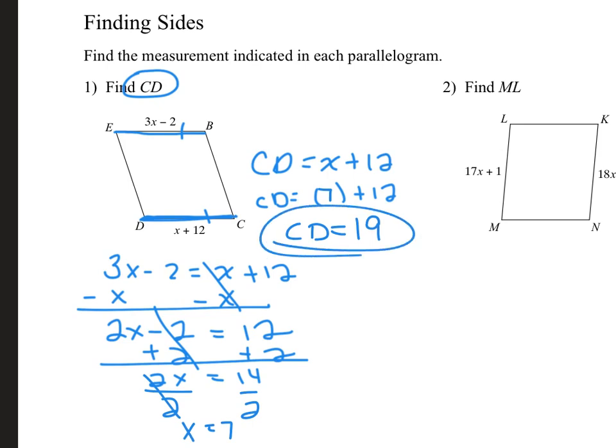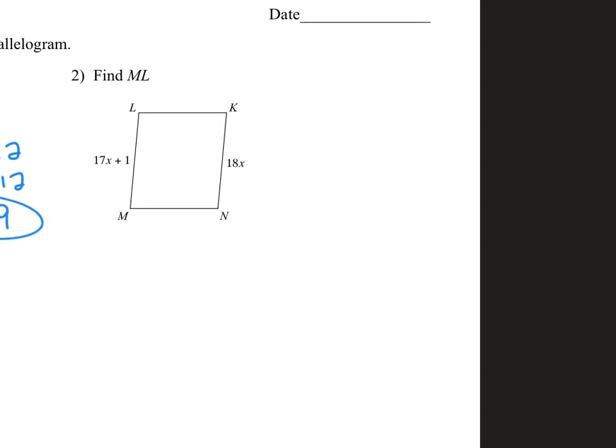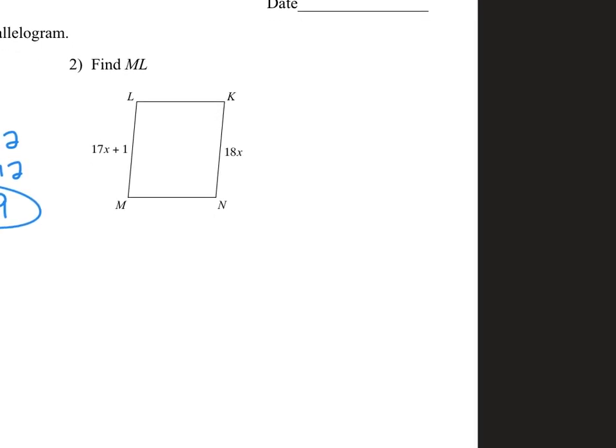That's it. It's really just what we did last week, but once we found x, we plug it in and find the line segment that we want to find. So we'll just do a couple more like that just to make sure you understand. For this one, we're finding ML, which is right here. So I know this is equal to this.